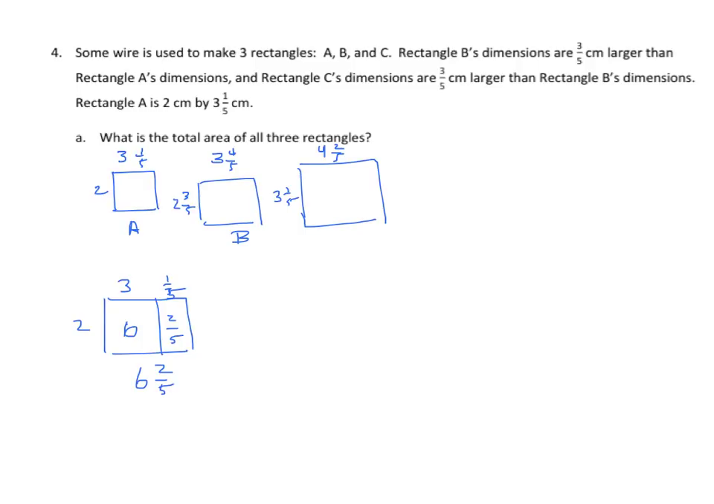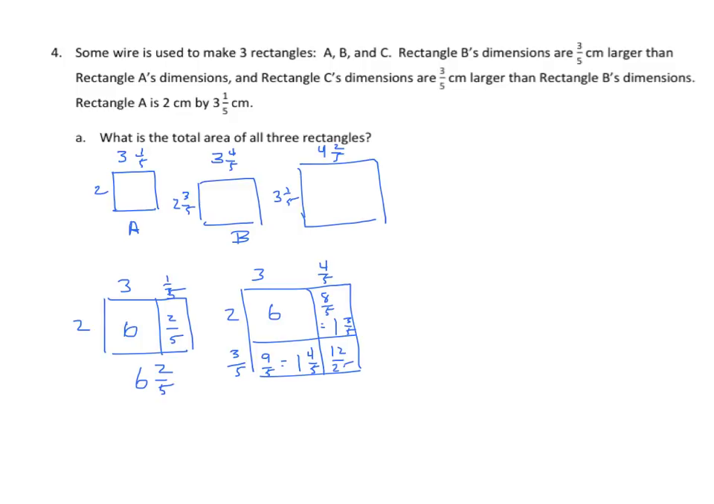Now we're going to have to do the other one. 3 4/5, and the other dimension will be 2 3/5. Multiplying, 2 times 3 is 6, and 2 times 4/5 is 8/5, and that is equal to 1 3/5. 3 times 3/5 is 9/5, which is 1 4/5. And finally, 4/5 times 3/5 is 12/25.